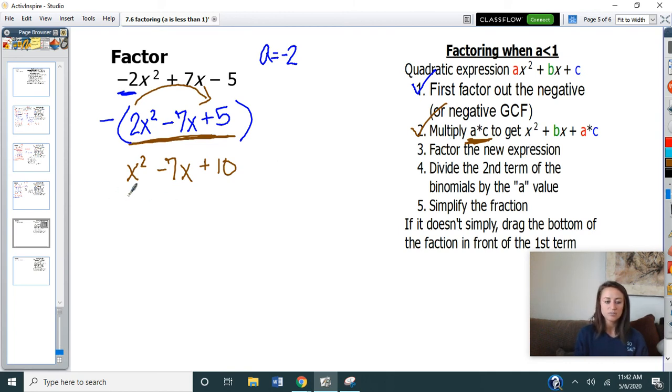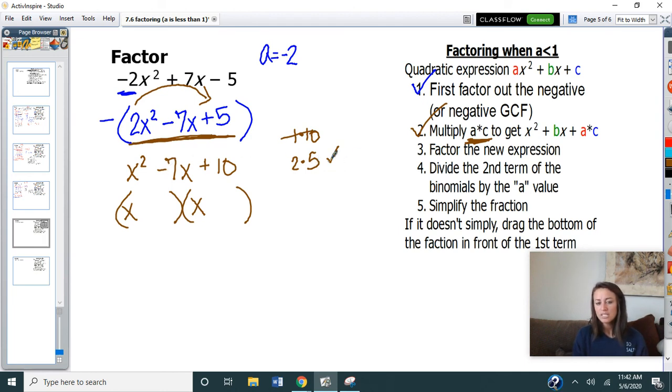Then we're going to factor the new expression. So we need to factor him, which means turn it into a multiplication problem. First terms have to multiply to give me x squared, which is x times x. Last terms have to multiply to give me 10, and add to give me negative 7. So what multiplies to give me 10? 1 times 10, 2 times 5, and that's it. Out of these, which one adds or subtracts to give me 7? This guy, right? But it's negative 7.